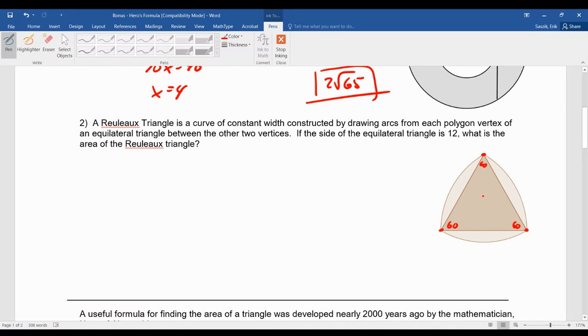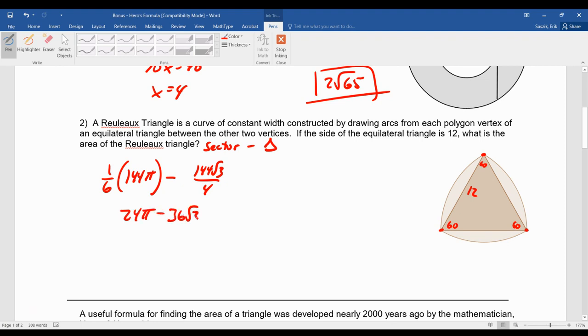We're asked to find the area of this whole thing, but let's find the segments first. Segment, remember, is the sector minus the triangle. So, the sector, this is 60. So we're talking about 1/6 of pi r squared. So that would be 24 pi. Minus the triangle, which is equilateral, side squared root 3 over 4. This comes out to 36 root 3.